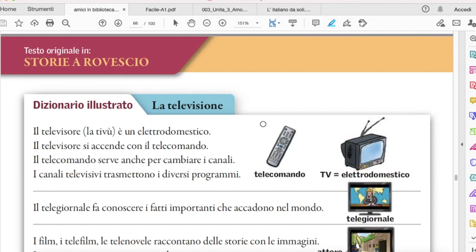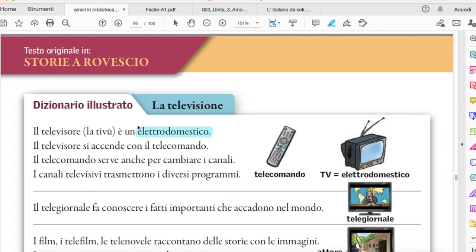So today we are going to dwell a little bit into this vocabulary that concerns la televisione. So here we are with another dizionario illustrato. As usual guys, let's write it down, let's record, listen and repeat several times after we are done. So let's start. Il televisore, la TV, è un elettrodomestico, appliance, electrical appliance.